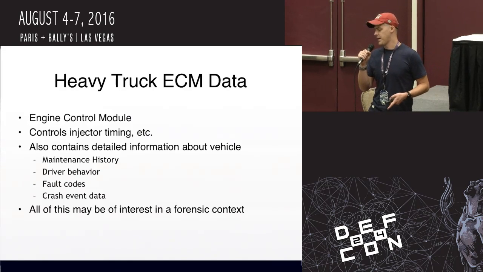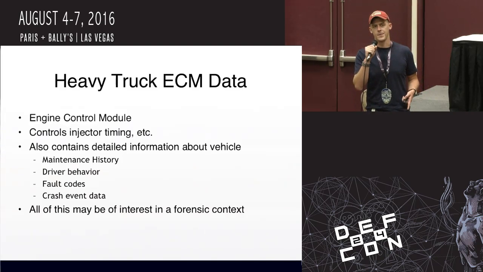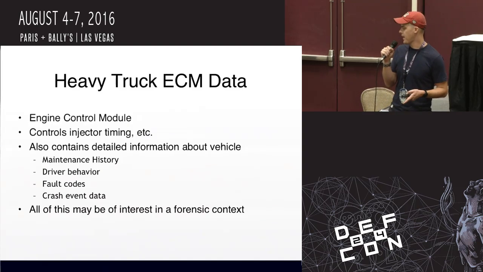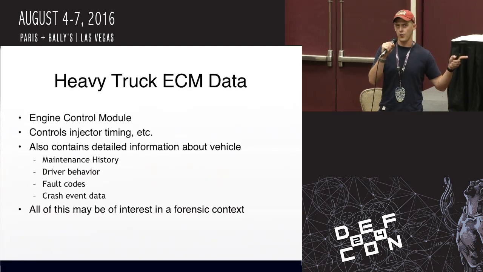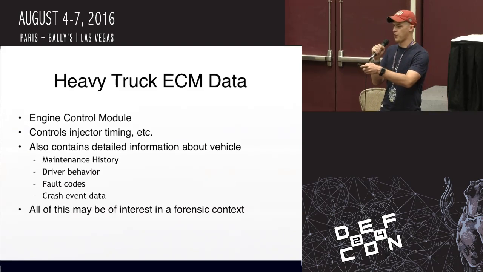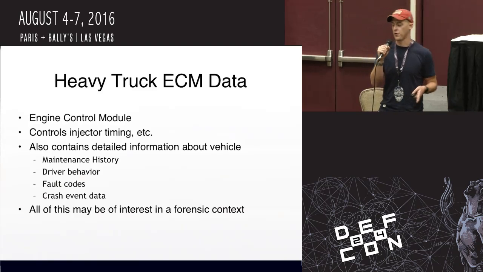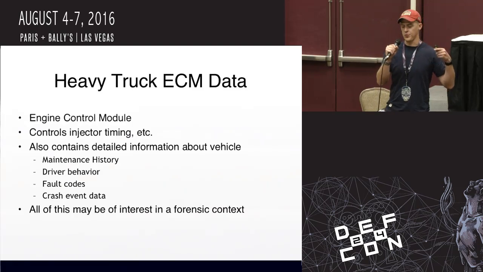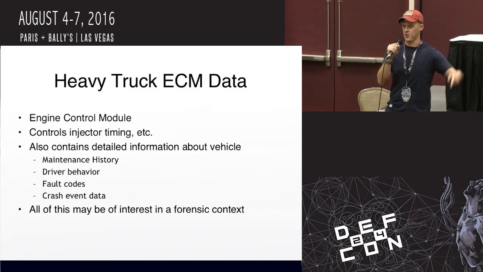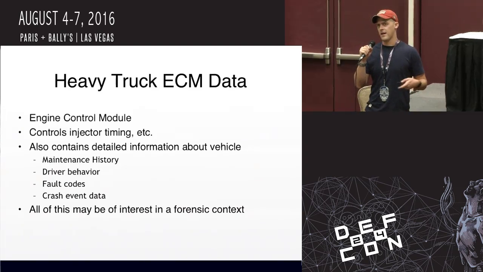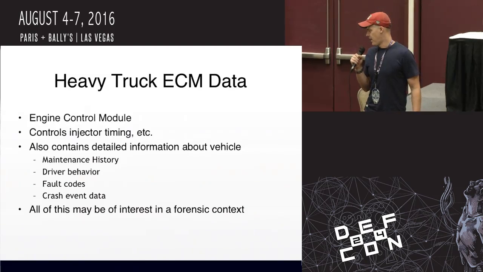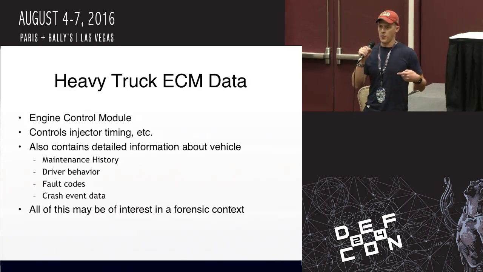So maintenance history, they track driver behavior. Some ECMs actually have a mechanism where if a driver is really good on fuel economy, it'll raise the vehicle speed limit for a little bit. That's called the driver reward. So if you're really good, it'll let you cheat on the speed governor a little bit, which is an interesting motivational tool. It also stores fault codes, so mechanical faults.